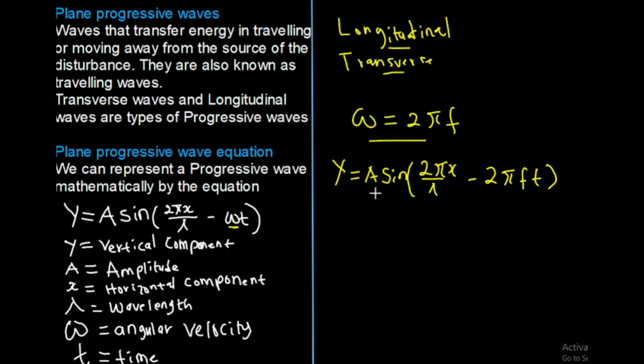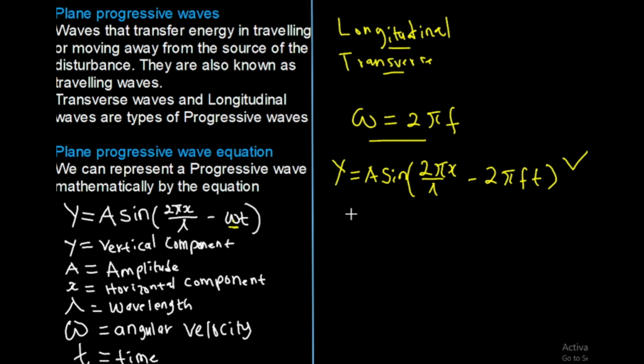All right. All the symbols have their usual meanings. Y, vertical component of the wave. A, amplitude. X, horizontal component. This is wavelength. Lambda is wavelength. 2 pi is a constant here. F is frequency, and T is time. All right. Now, this formula is actually very important, and this is the formula I'll like you to memorize. Okay, we are going to be using it to solve virtually all questions on plane progressive wave.